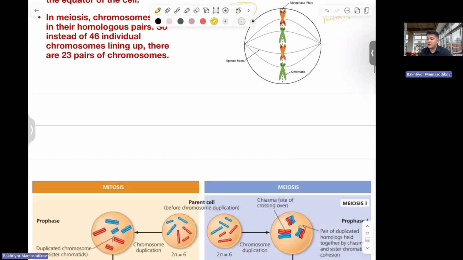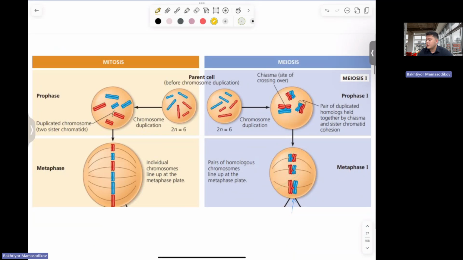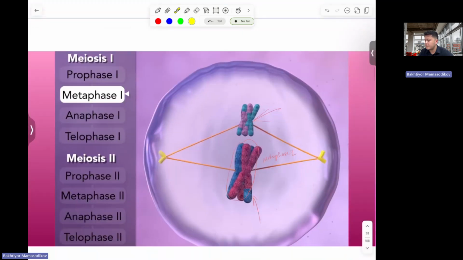So pairs are located in the center. As you can see, this is the metaphase of meiosis, the metaphase one of meiosis one. This is the metaphase of mitosis. Individual chromosomes are lining up here, but here the homologous chromosomes are lining up, and spindle fibers are attaching to each chromosome centromere, okay? And the centrioles are already at the poles here. This is the illustration of the metaphase.